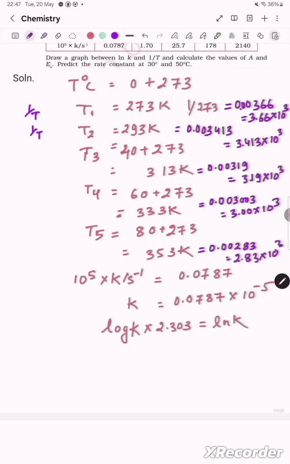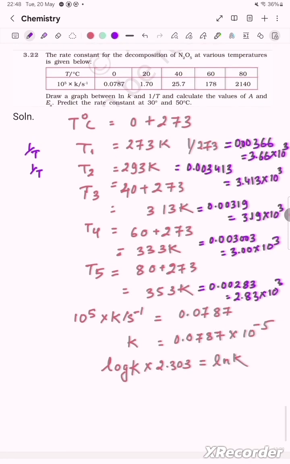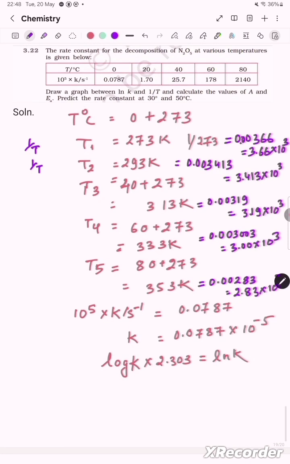Now next is the rate constant. You have to convert this into the natural logarithm, at base e. So you simply multiply by 2.303.